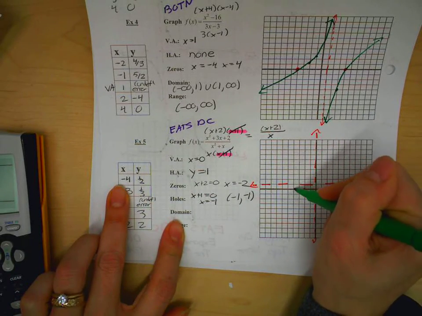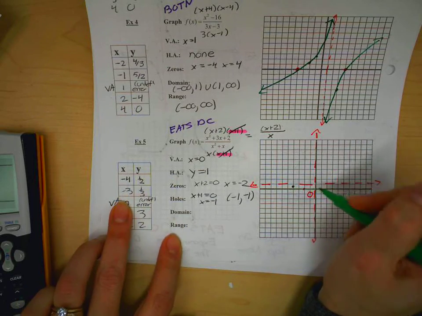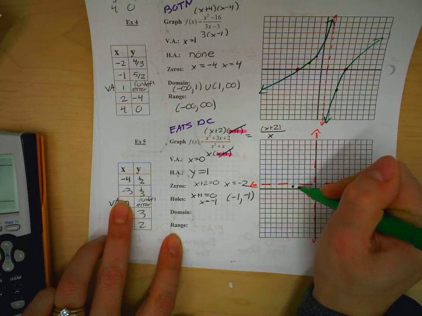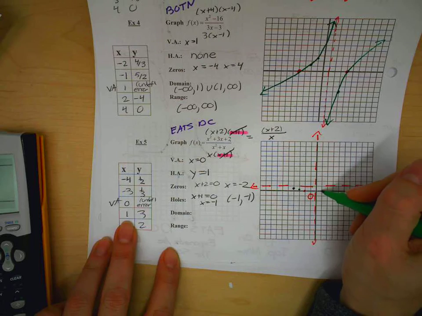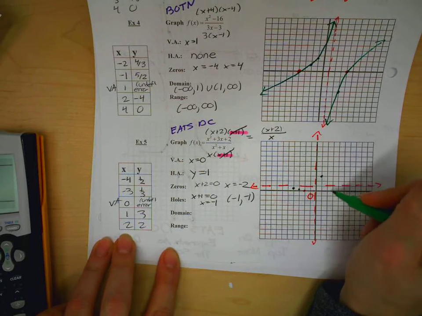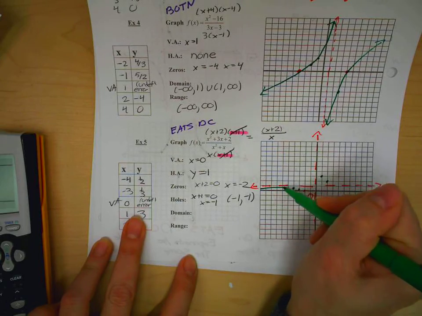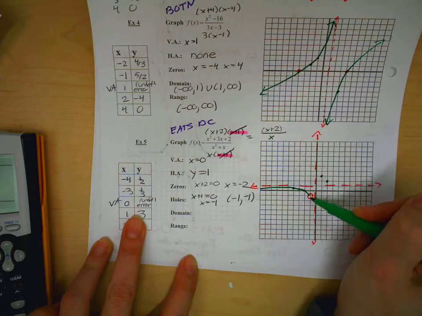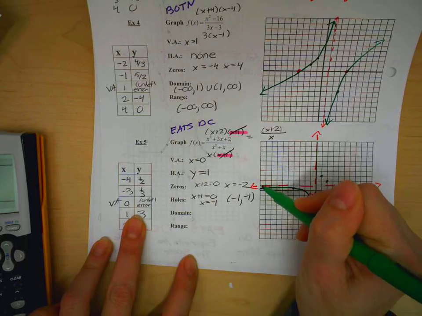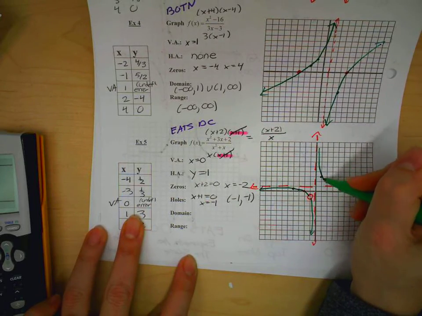All right, so 1, 2, 3, 4. -4, 1/2 is about here. -3, 1/3 about there. 1, 1, 2, 3. And 2, 1, 2. So when you draw this, make sure you leave that hole there. That's why it's good to put the hole in before you start drawing your line.